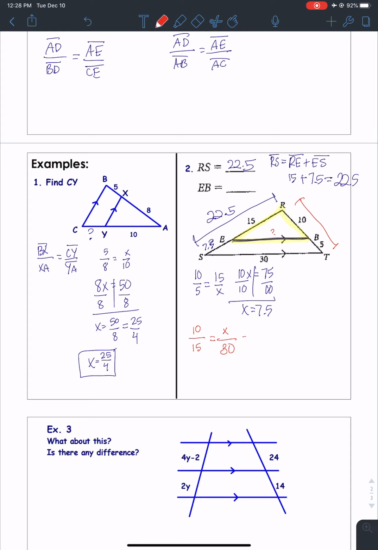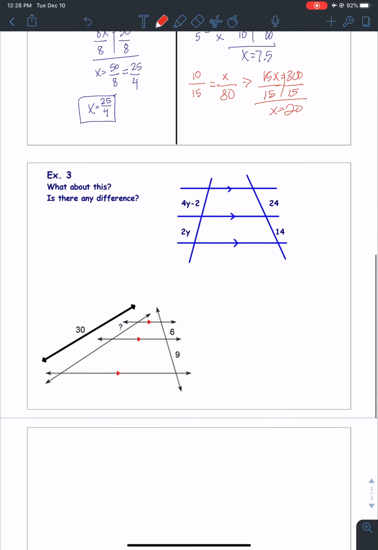So I'm going to cross multiply, and I get 15x is equal to 300. And I'm going to divide, and I get x equals 20. So the length of EB is 20.